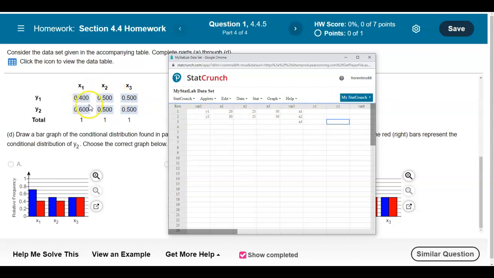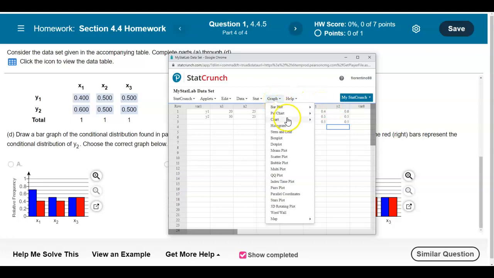Now we're going to put in what we got here. So x1, y1 is 0.400. The next one over is 0.500, so this is 0.5, and then this is 0.5. Then the next one, y2, has an x1 of 0.6, and then 0.5, and then 0.5. Now we're going to use this column and those two columns to create our bar graph.